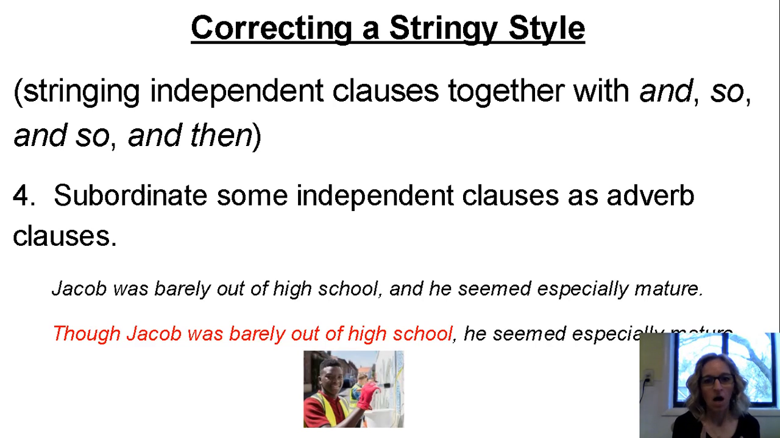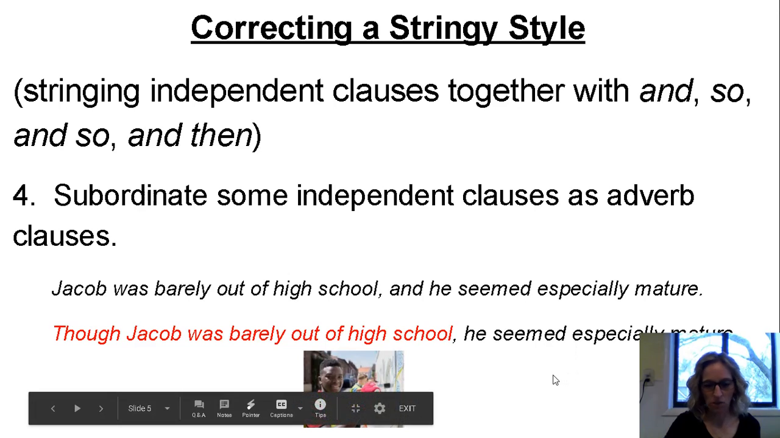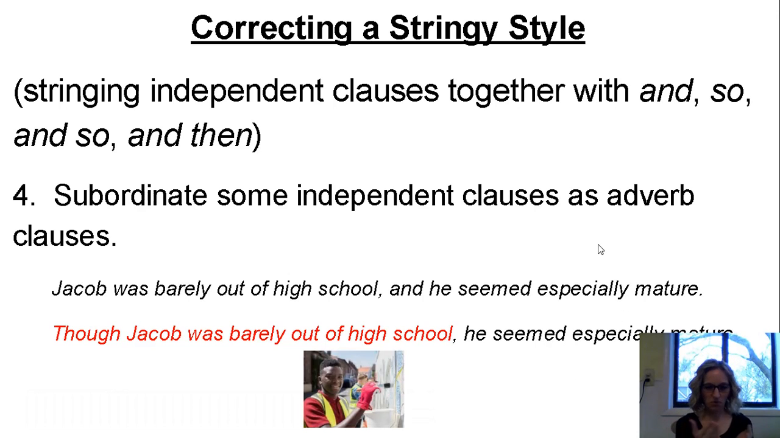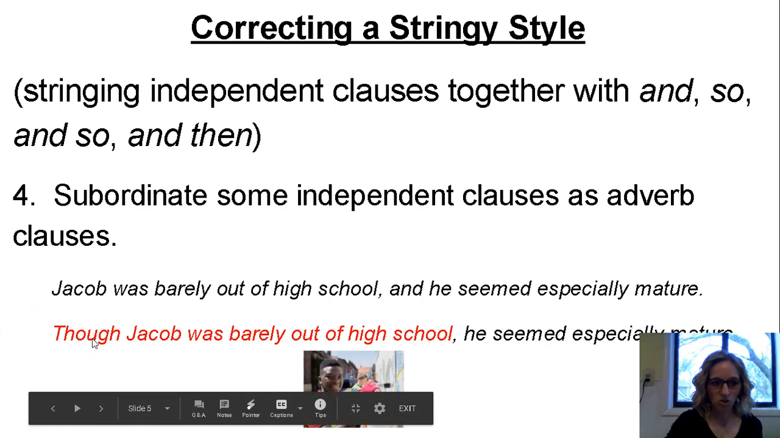First of all, one way that you can correct that is by subordinating some of your independent clauses as adverb clauses. Remember, adverb clauses are introduced by subordinating conjunctions. Let's look at our example there. Jacob was barely out of high school, and he seemed especially mature. Instead of just connecting those with an and, let's turn one of those clauses into an adverb clause. Though Jacob was barely out of high school, he seemed especially mature. We started with our subordinating conjunction, though, and we made an adverb clause out of it.